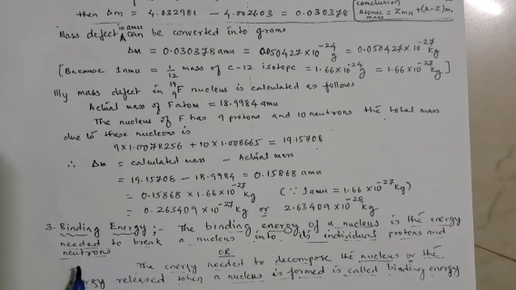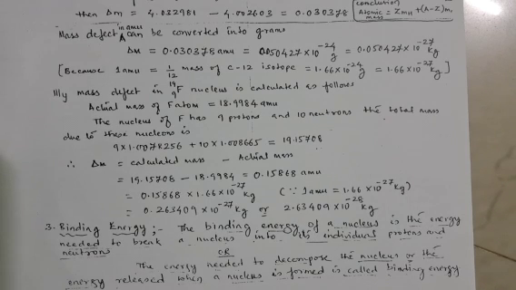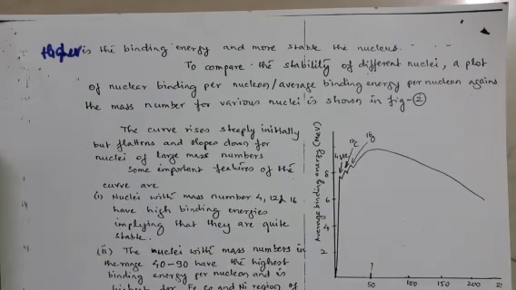We know that the nucleus is composed of protons and neutrons. The energy required to break the nucleus into its constituent particles, that is into protons and neutrons, we call the binding energy. Or, when the nucleus is formed from protons and neutrons, the energy which is released can also be called the binding energy.